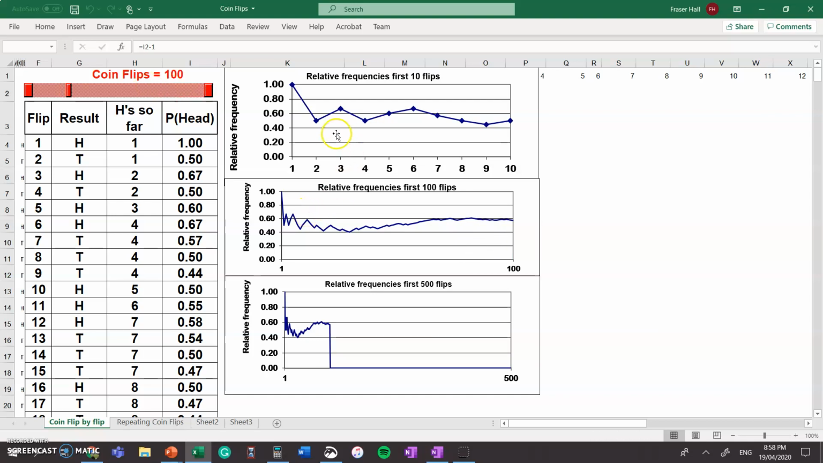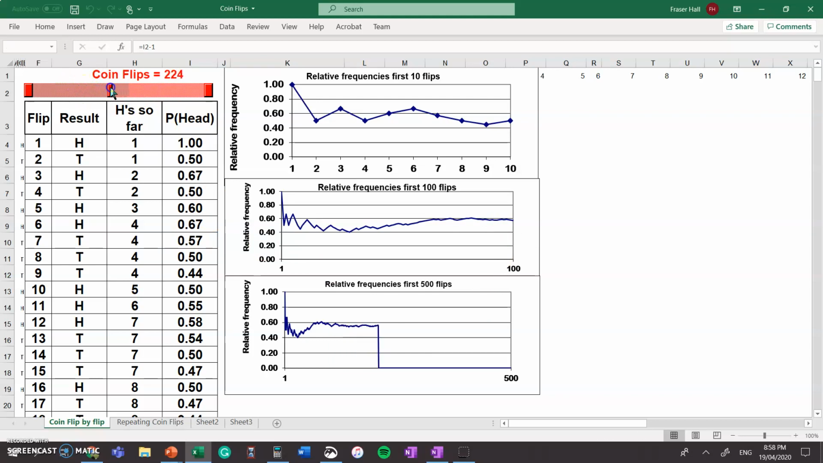Okay, so for the second graph, what do we notice? What we should notice is that the line is starting to level out. The variations are becoming less and less, and it's starting to get closer to that. You can see that the next one is for 500 flips.